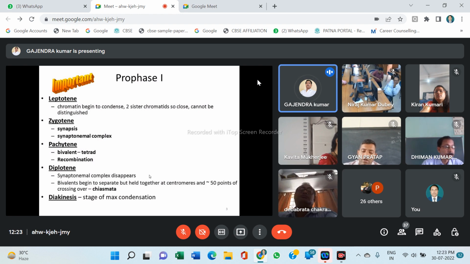But prophase 1 of the first meiotic division is a longer phase, and it is divided into 5 sub-stages, LZPD square. L stands for leptotene, Z for zygotene, P for pachytene, D for diplotene, and D for diakinesis.